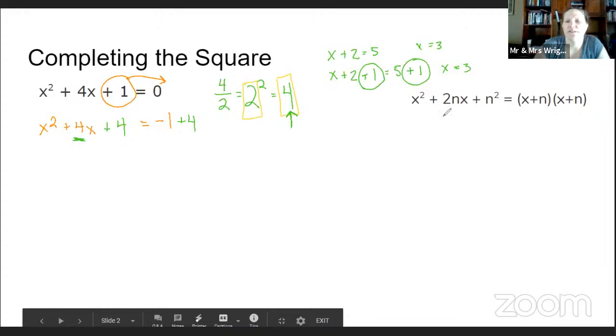Also, I want to say that this formula works also if there's a minus here. You need to do x minus n times x minus n. And that follows our same rules as before. The second sign tells us whether or not we're going to have the same sign in both factors, and this first sign tells us what that sign will be in those factors. So you can do this same process with a minus as the first sign instead of plus, and that's just going to change the sign in your factored form.